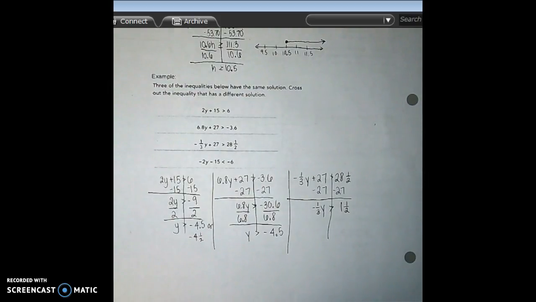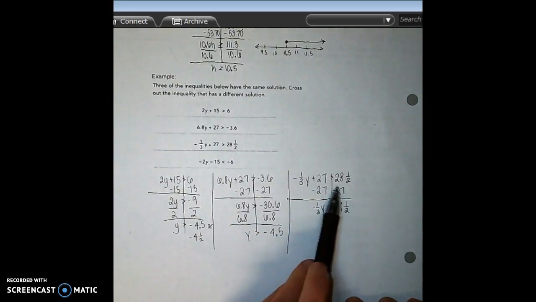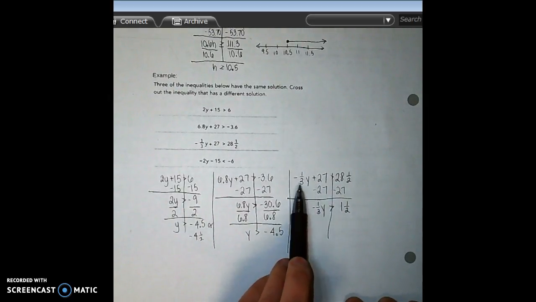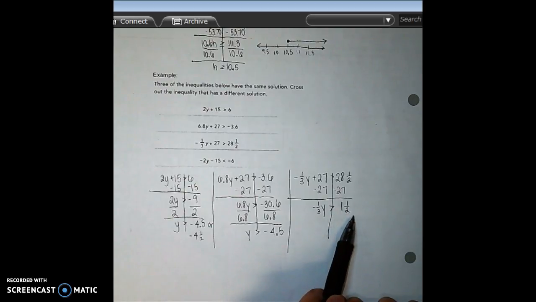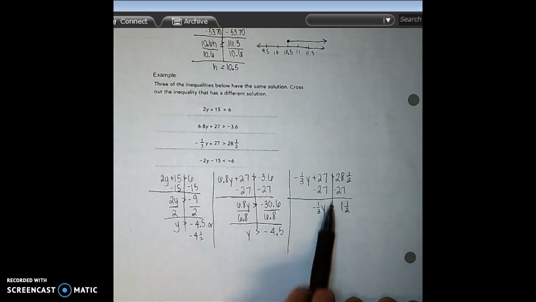We are finishing up 9-3 notes now. On the second to last problem, remember that we first took away 27 because you have to undo addition before you undo multiplication. And we got negative 1/3 y is greater than 1.5, because notice that we never flipped the sign because we didn't multiply or divide by a negative.